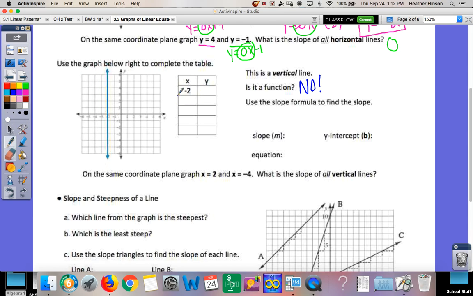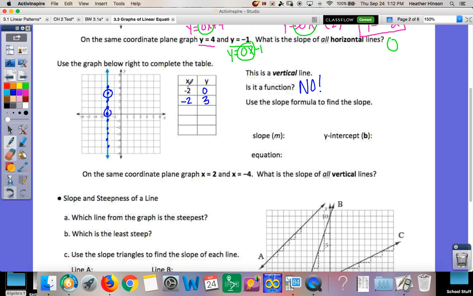Then we can fill out this table. What is it at -2? So if we go over to -2, where does it hit the line? Well, just like we talked about with the function, it literally hits everywhere. So you could pick 0. You could pick 1, 2, 3, 4. You could pick 5.5. You can pick negatives. You can literally pick anything you want. So I'm going to put 0. Let's go -2, 3, because that'll be this point up here.